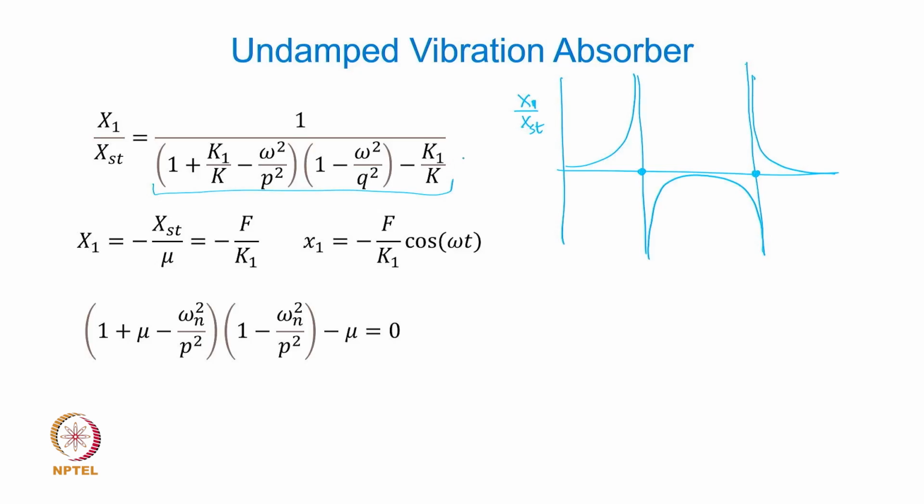Now, if I solve the denominator equal to zero, which means that x1 will have infinite amplitude theoretically, these are the two natural frequencies omega n1 and omega n2. In this case, these will be resonant frequencies, and those two frequencies can be obtained by solving the denominator equal to zero, isn't it? That's what we have seen a few slides back when we discussed the 2-degree of freedom system. So this equation is also similar to that equation, except that I have replaced some terms here by the mass ratio mu.